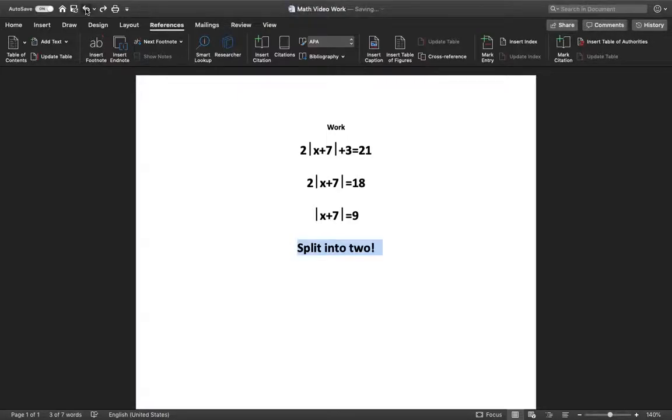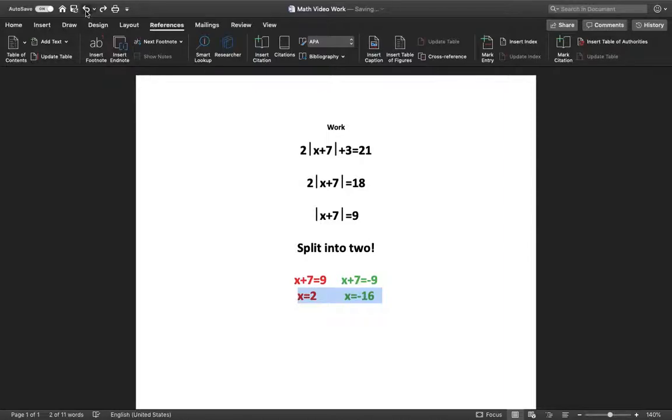We split into 2, and we get the two equations x + 7 = 9 and x + 7 = -9. Our red equation is going to give us one solution, and our green equation is going to give us another solution. Now, we can subtract 7 from each of these equations, on both sides, to isolate x. This gives us x = 2 and x = -16.